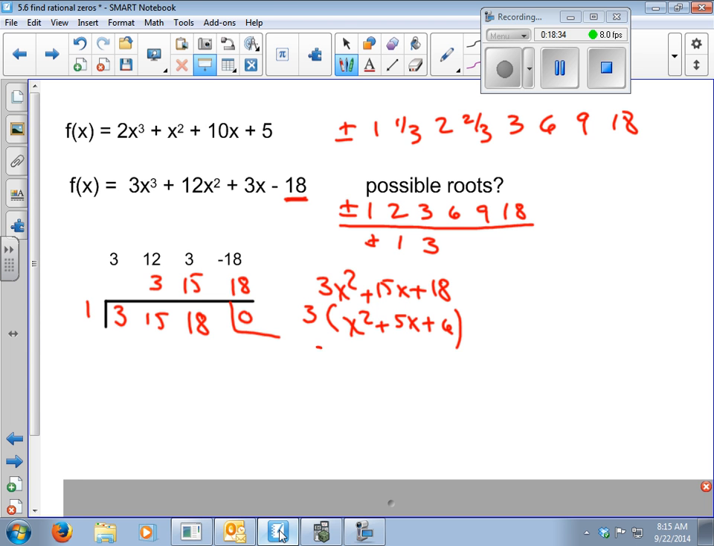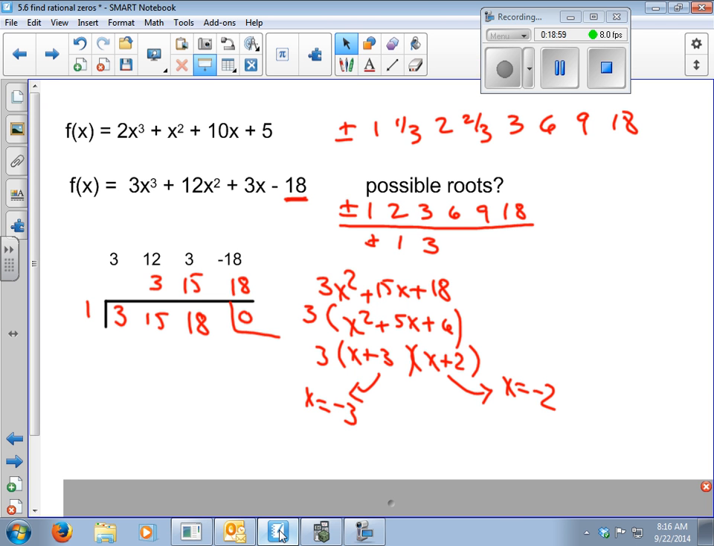This is now factorable. 2 numbers that multiply to give me 6 that add to give me 5: x plus 3, x plus 2. And now I can use my zero product property to verify that x equals negative 3 is indeed a solution and x equals negative 2 is indeed the other solution. Those are the other 2 spots on the graph that I could have used as my synthetic division.